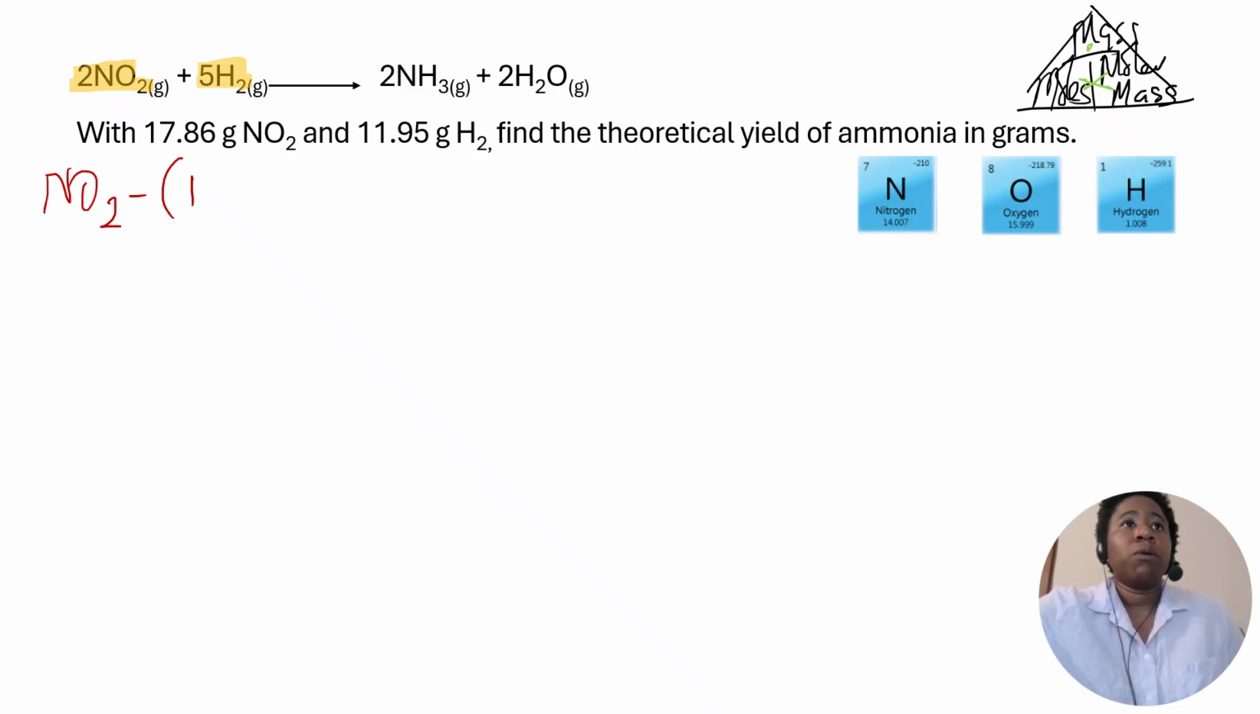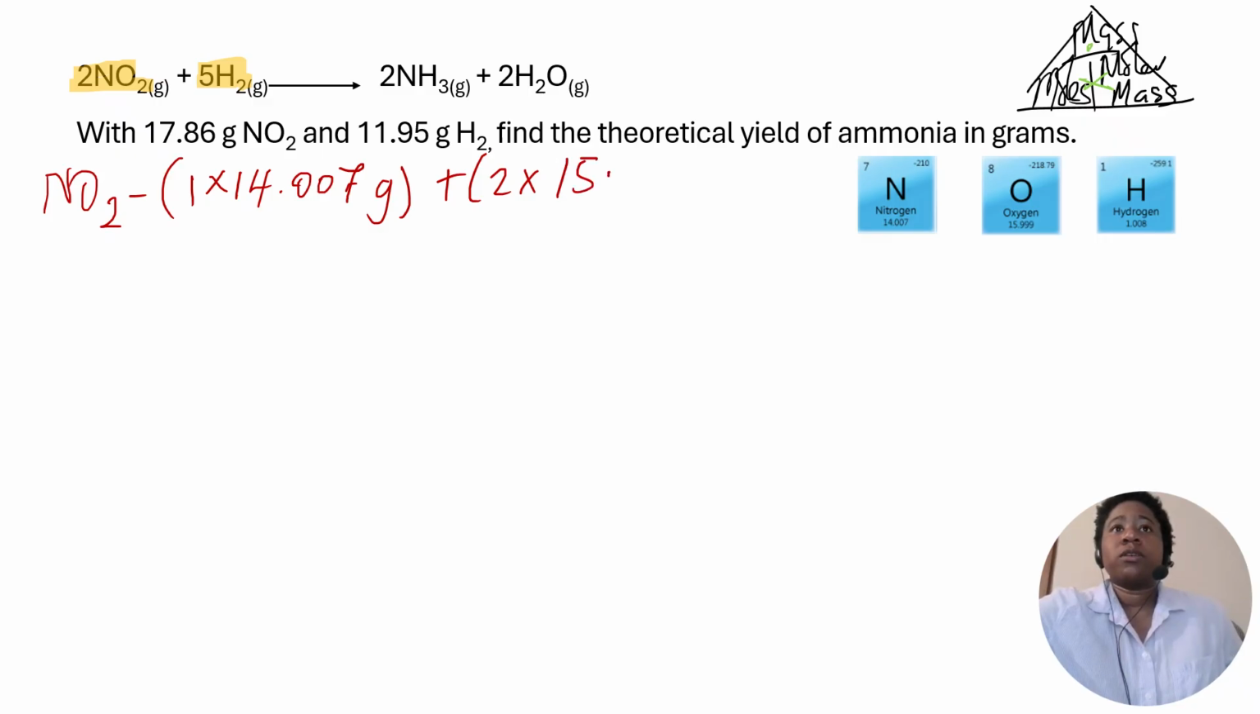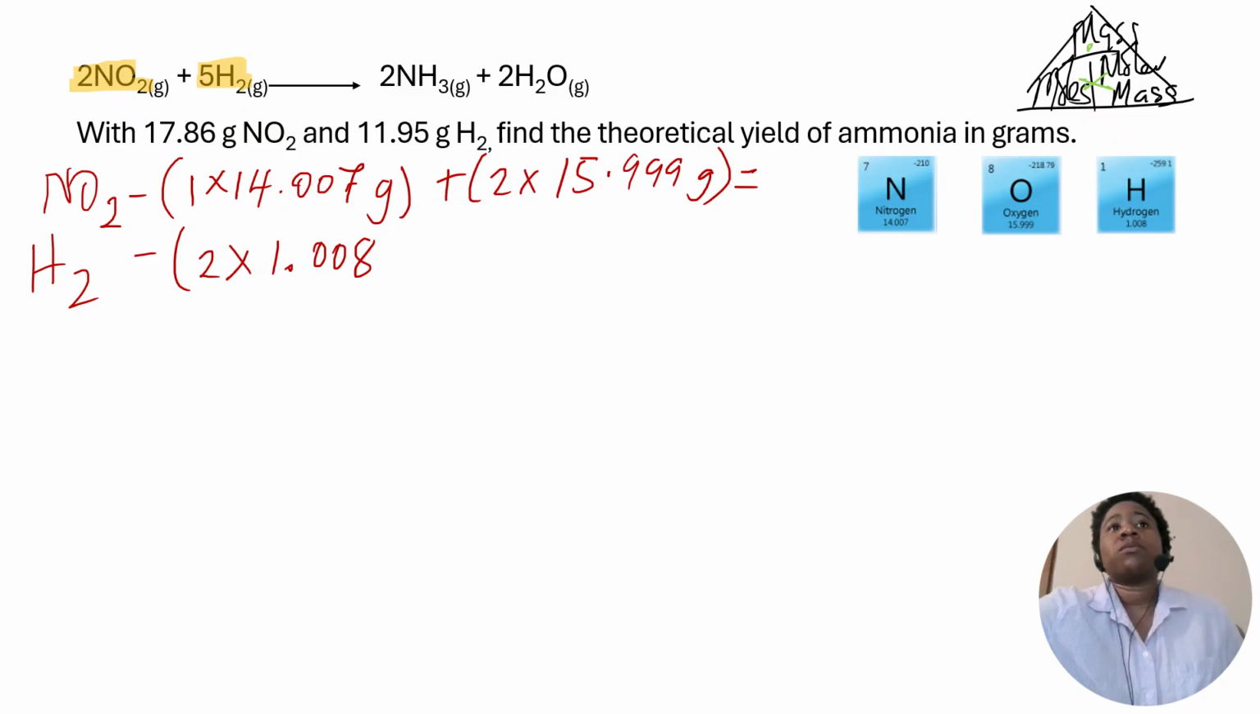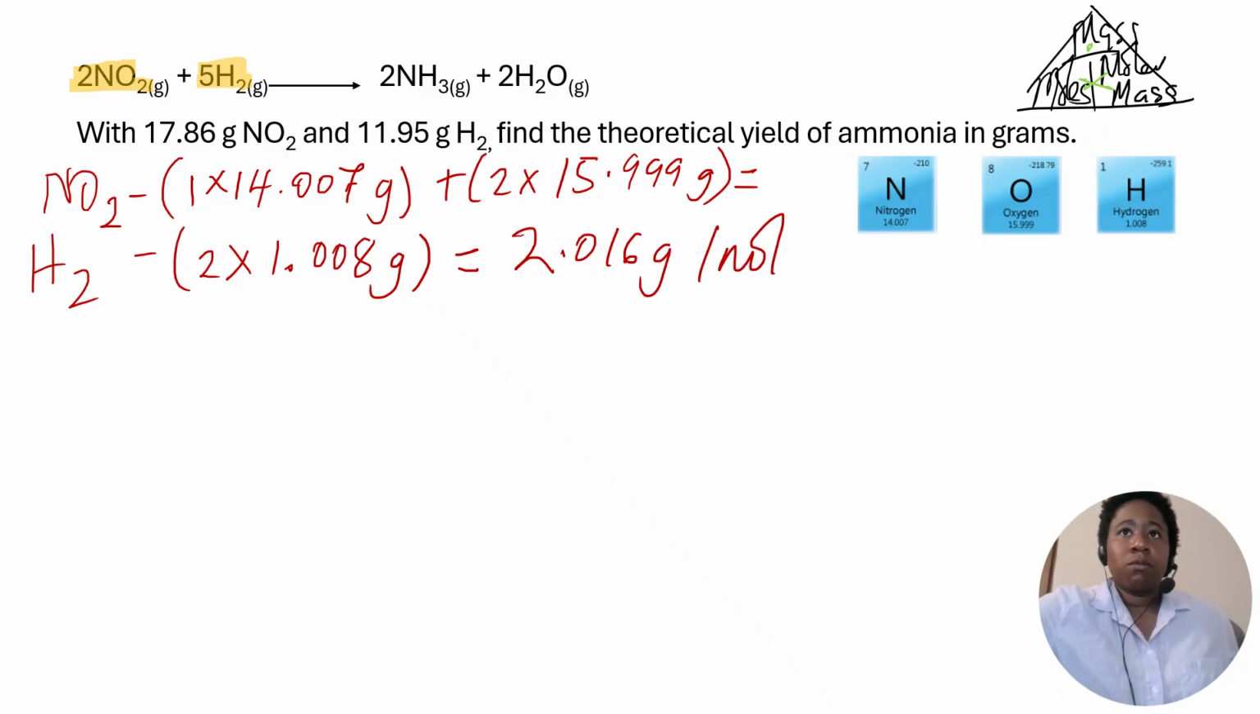We know that we have 1 mole of nitrogen. The molar mass of nitrogen is displayed to the right. Got that from the periodic table, 14.07 grams. And we have 2 moles of oxygen, 15.999 grams. And hydrogen, there are 2 moles present. The molar mass of 1 mole of hydrogen is 1.008 grams. So the molar mass of hydrogen is 2.016 grams per mole. And this slash here is per mole, or sometimes students will write grams per mole as such.